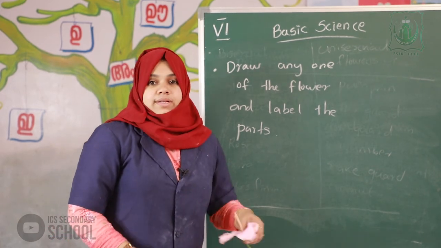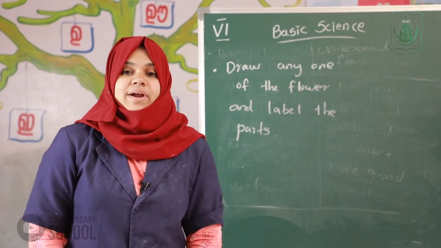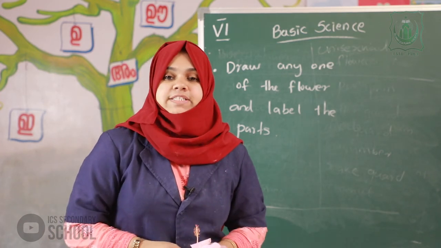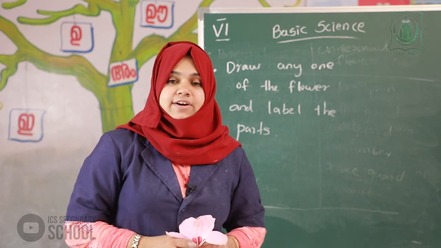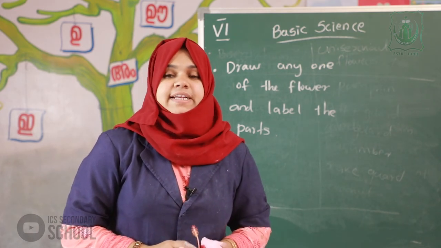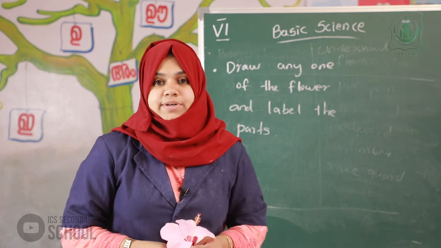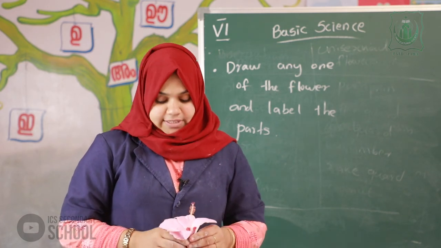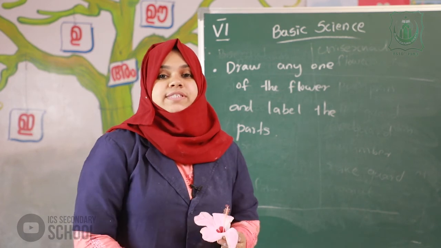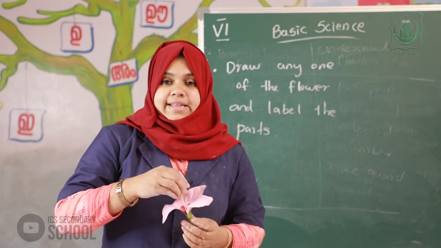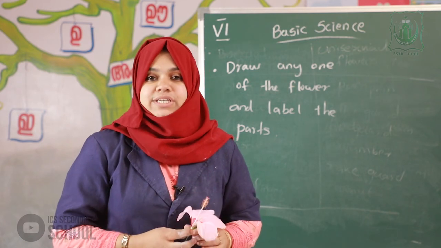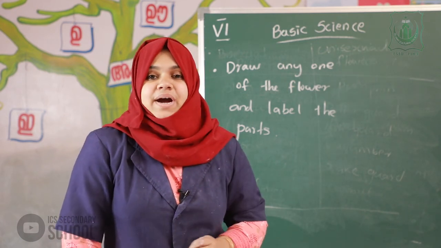Okay. Next, what have we learned today? Today we learned about different parts of flowers and functions of flowers. What is the function of the flower? To produce seed and fruit. That is the function of the flower. Then what are the main parts of the flower? Yes, we said androecium, calyx, corolla, pedicel, petals, gynoecium, etc. are the main parts of the flower.